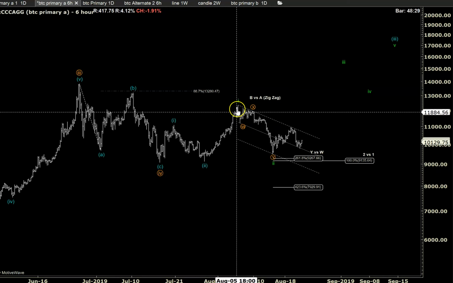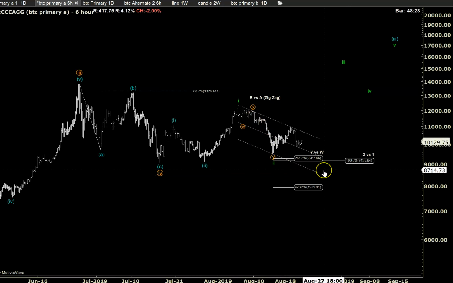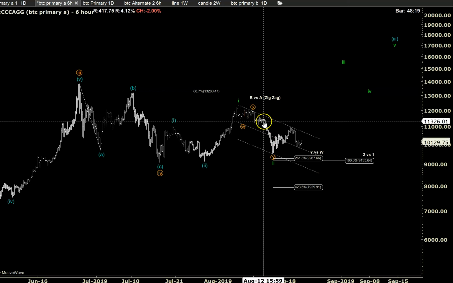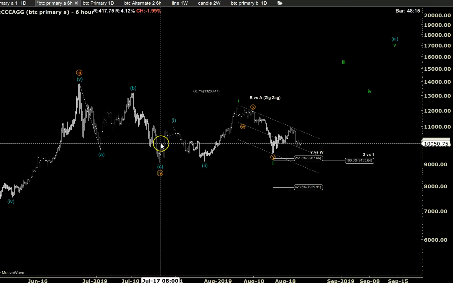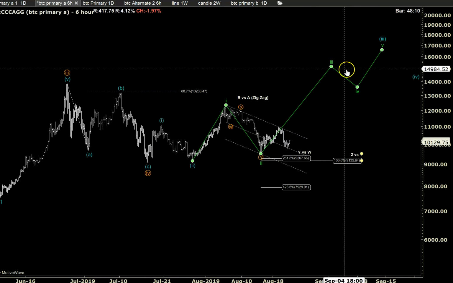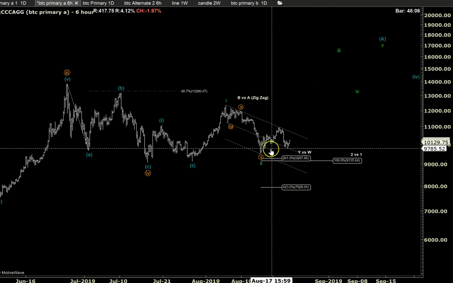So you can have a W zigzag ABC, then this would be an answer to that triangle in X, and then you have this wave Y here, where you have another, maybe an A, B, and then this is a C leg down. So that would be a 1-2, 1-2, but for that we would need to have an extremely third wave move up in price action, and it doesn't look like that, because here is why.